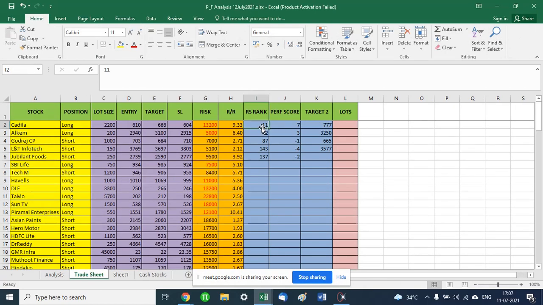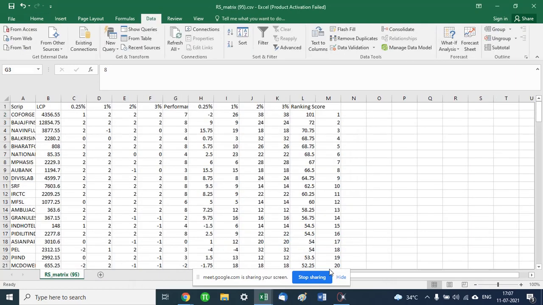So I have all the information here in a single sheet for my next day trading: which stock I'm looking to enter for long, which stock I'm looking to enter for short, what their relative strength rank is, what their performance score is. All of this comes in a single snapshot for me if I run this RS matrix report. Is this report clear?